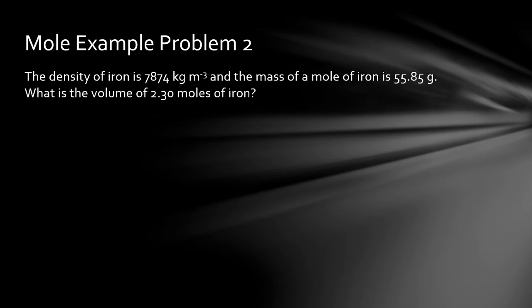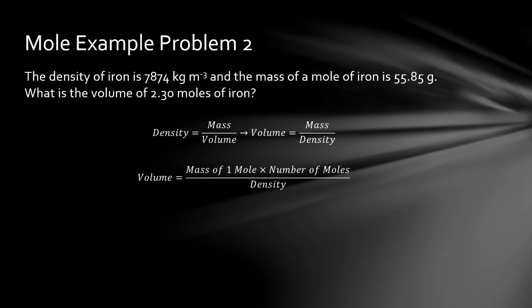Here's another example problem. The density of iron is 7,874 kilograms per meter cubed, and the mass of a mole of iron is 55.85 grams. What is the volume of 2.3 moles of iron? Well, we know that density is going to equal mass divided by volume. And so if we rearrange that using algebra, we know that the volume is equal to the mass divided by the density.